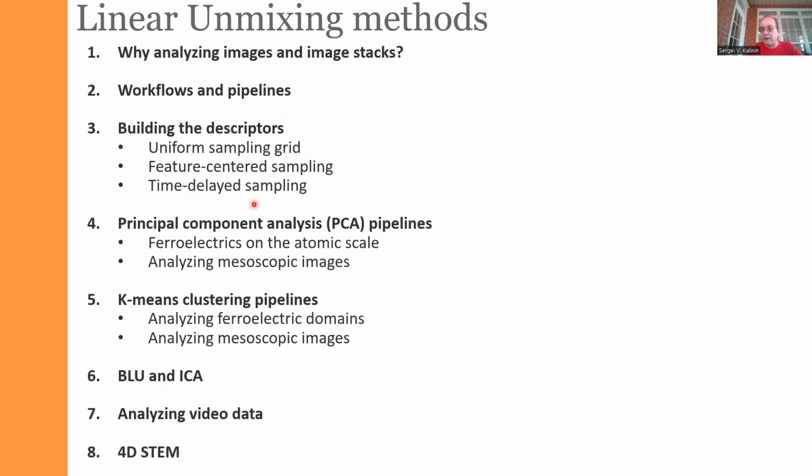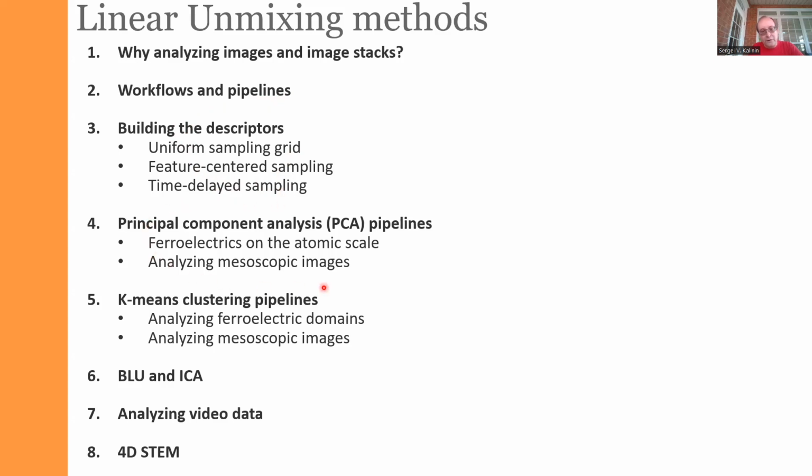It turns out that if we want to analyze the images, we need to figure out what our building blocks in this analysis are. In the classical machine learning field, this is called feature engineering. So building the descriptors is essentially designing the features that you choose in such a way as to answer the physics question that you have in mind.